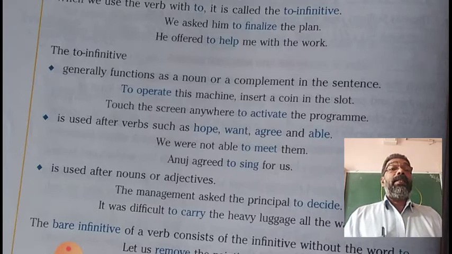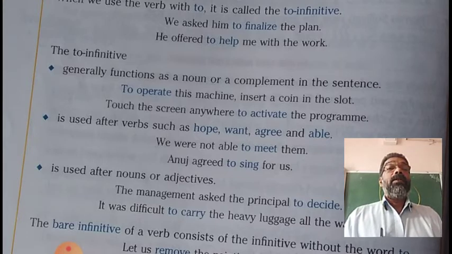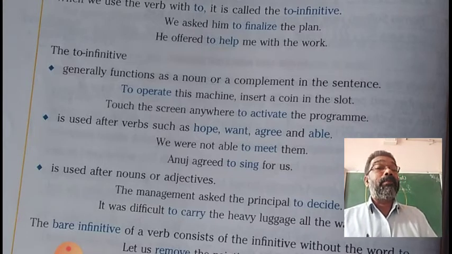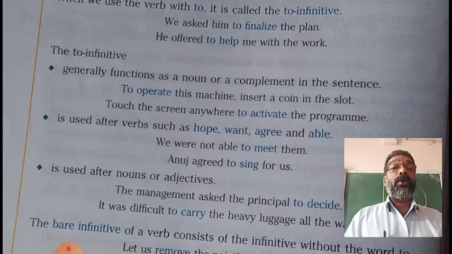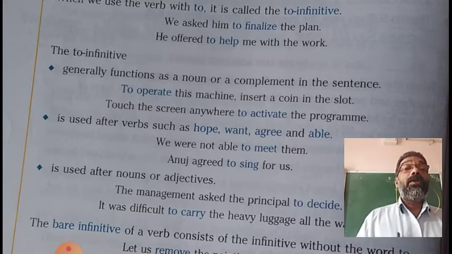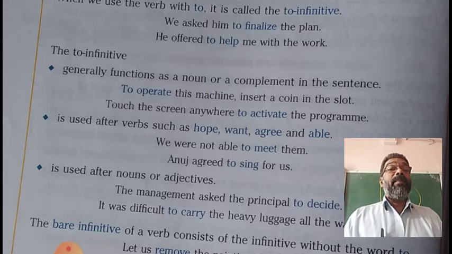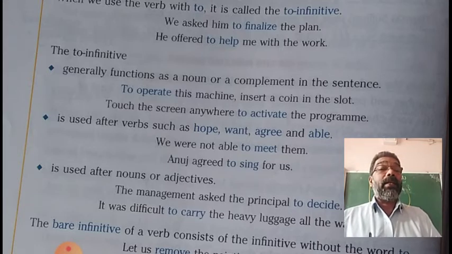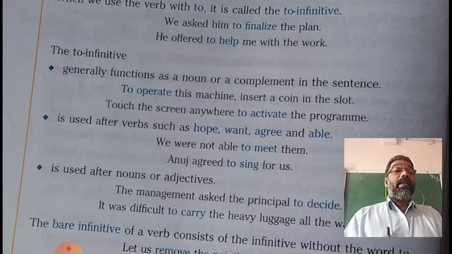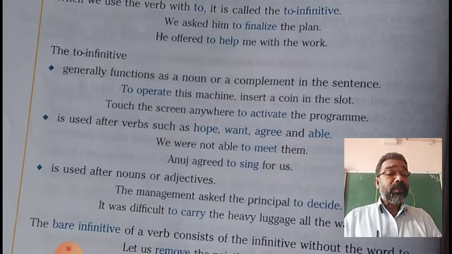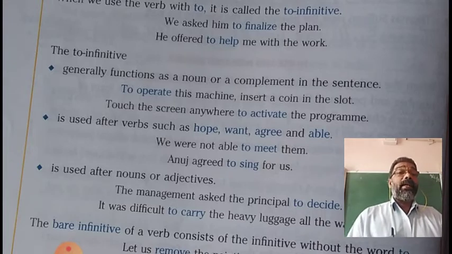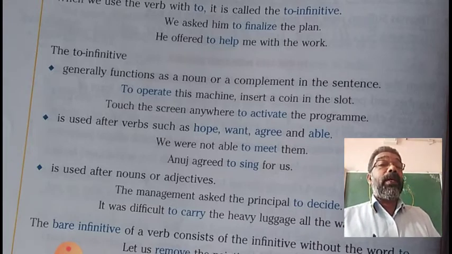To operate this machine, insert a coin in the slot. "To operate this machine" is the subject in this sentence, and we usually use a noun or a pronoun in place of a subject. So, here "to operate" is functioning as a noun to become the subject of the sentence. Here, "to operate" is an infinitive used as a noun in the sentence.